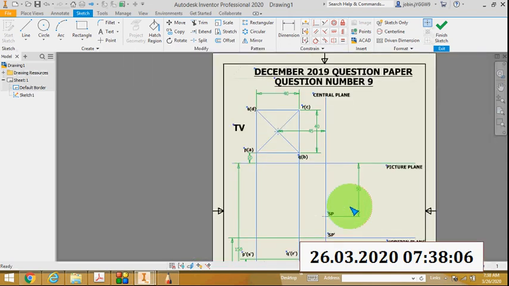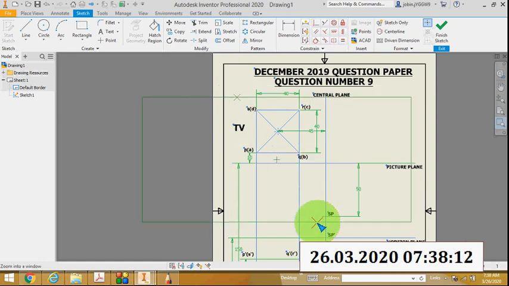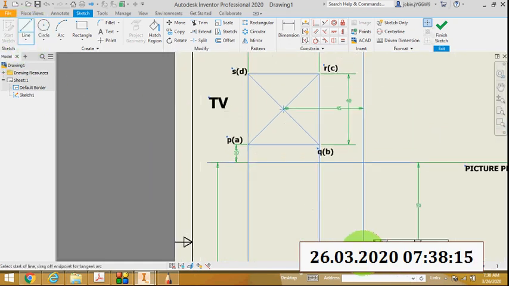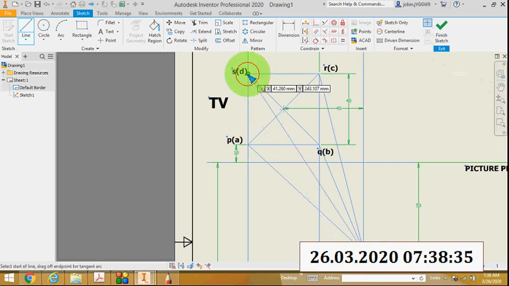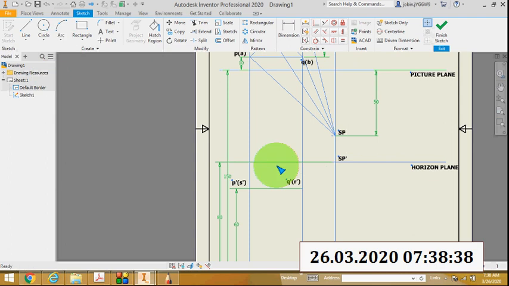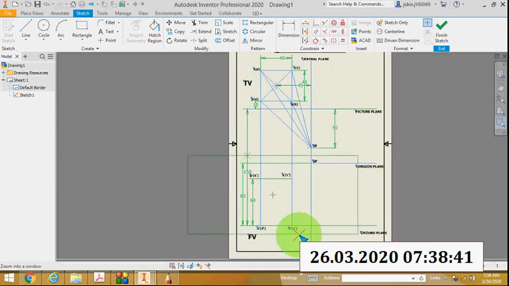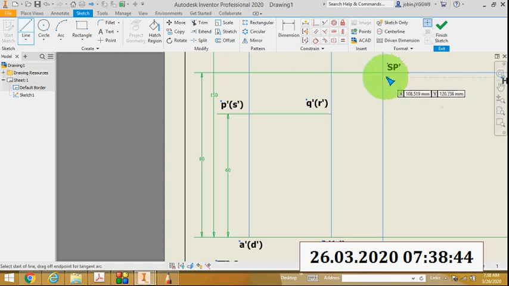Then next is construction. The first step: from SP, the station point, join all the corners of the top view. How many corners are there? Four. So from SP, join all the corners. Similarly, from SP dash, join all the corners in the front view.